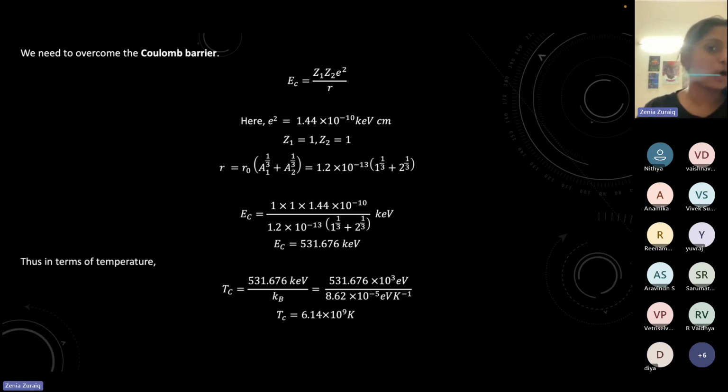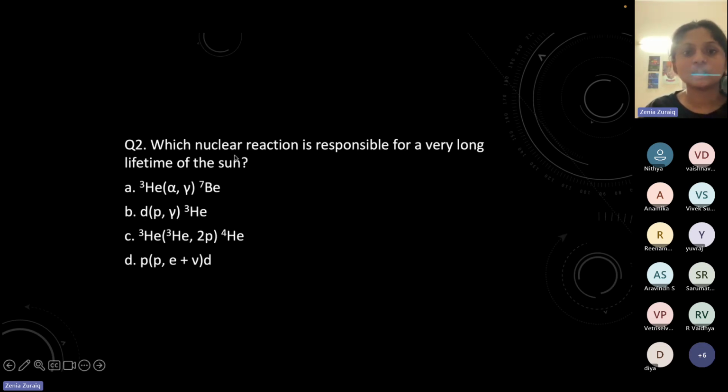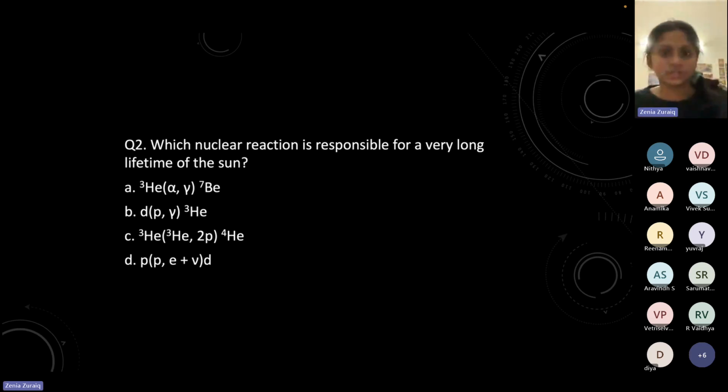And if you don't know how to solve it, please don't feel shy. Please just say I don't know and I will explain. Anyway, I will get to the solution, so don't worry about it. Okay, it's clear. Fine. The next question is, which nuclear reaction is responsible for the very long lifetime of the sun? This should not take you time since there is nothing to calculate here. So I expect everyone to answer. Okay, someone says D.